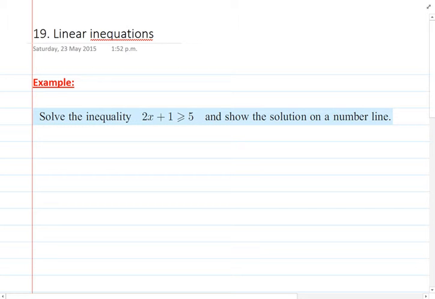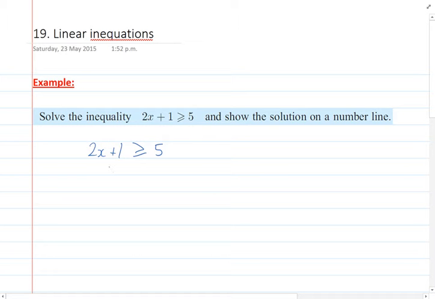So I'll start by copying out the question. 2x plus 1 is greater than or equal to 5. Okay, and remember the hungry alligator always wants to eat the biggest meal, so it means that this side here is bigger than 5. And so if we're solving for x, we're going to treat this in a similar way to the equals, and so let's see how we get on.